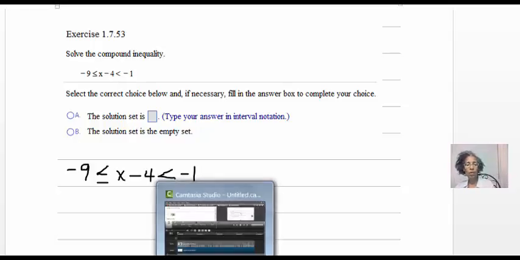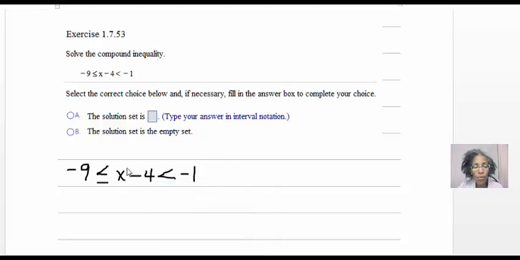All right, so here's our inequality. Obviously, what we're going to do is guided by what we find in the middle of this compound statement. If we want x isolated in the middle, we are going to need to add 4 to cause that to happen. So we're going to add 4 to each portion of the inequality.